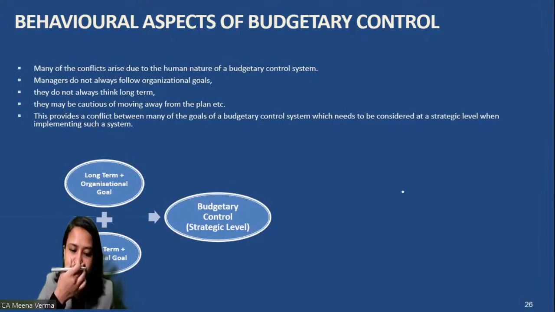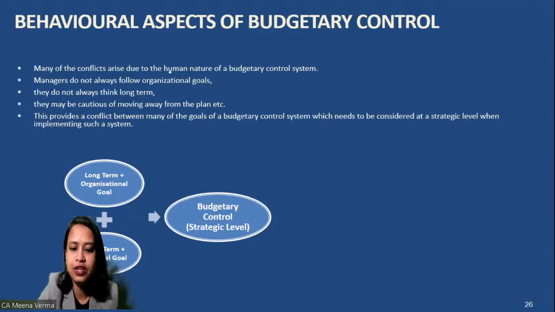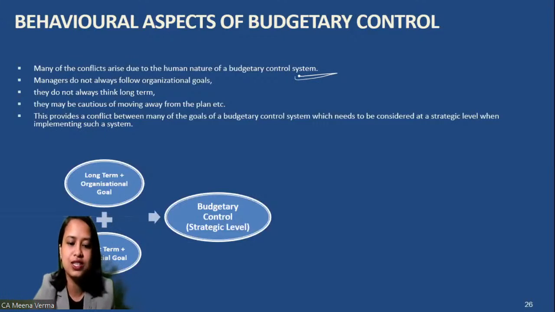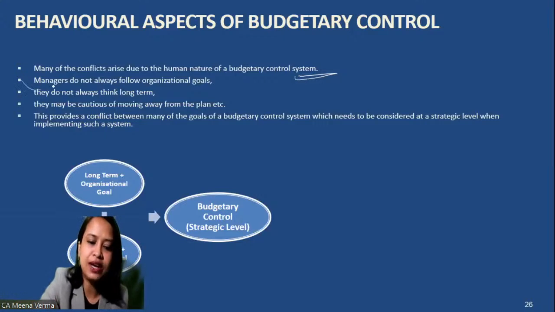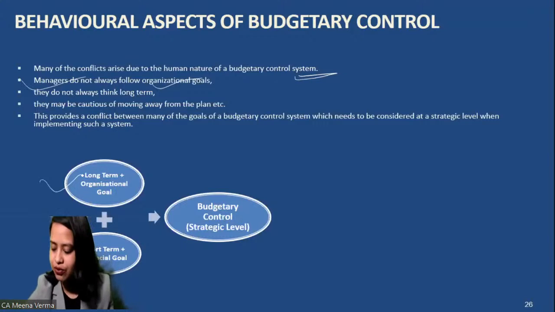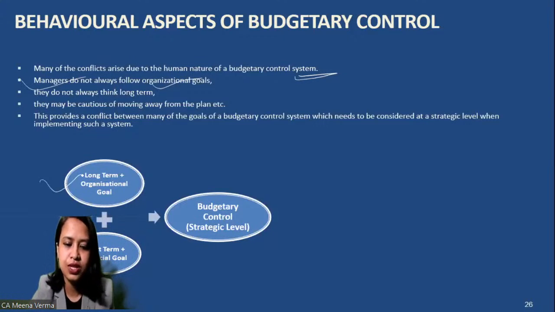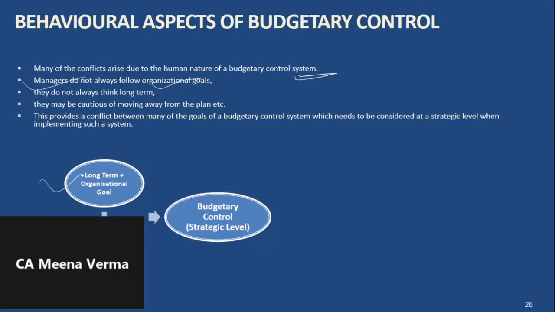Okay, now next is the same thing. Many of the conflicts arise due to the human nature of budgetary control. Many conflicts in the organization will arise. Why? Because managers do not always follow organizational goals. Managers don't always consider long-term vision, because we have studied in this new syllabus that we want to have a long-term vision. We have to consider the long-term goal. We have to consider not just the financial, but non-financial things also, which generally they don't consider in budgetary control. Sometimes the manager doesn't consider the non-financial terms or the organizational long-term goals.